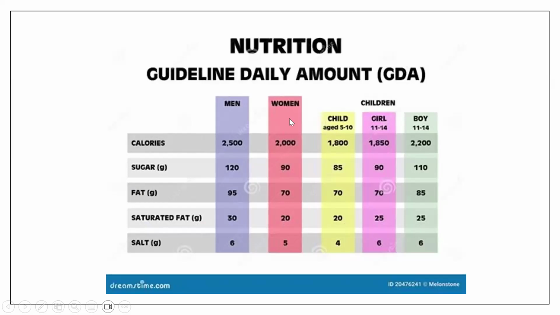This is the nutrition guideline of the daily amount of calories, which shows that men need to consume 2,500 calories, women 2,000 calories, children aged 5 to 10, 1,800, girls 11 to 14, 1,850, and boys 11 to 14, 2,200.